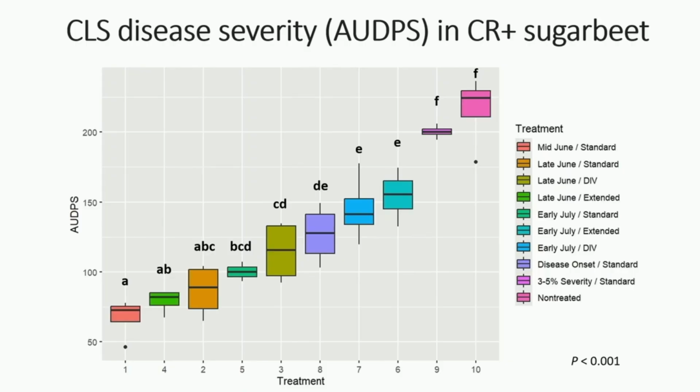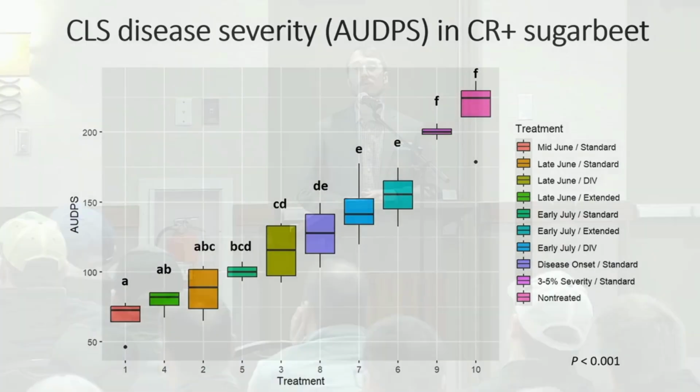And so I'll jump straight to my results here. I'm showing a graph with AUDPS, area under the disease progress stairs, and that is a metric that just helps to compare how severe the disease was in a given treatment within a trial. Lower values of AUDPS indicate better CLS control, which translates to fewer spots, fewer leaves with spots, and a better management outcome.